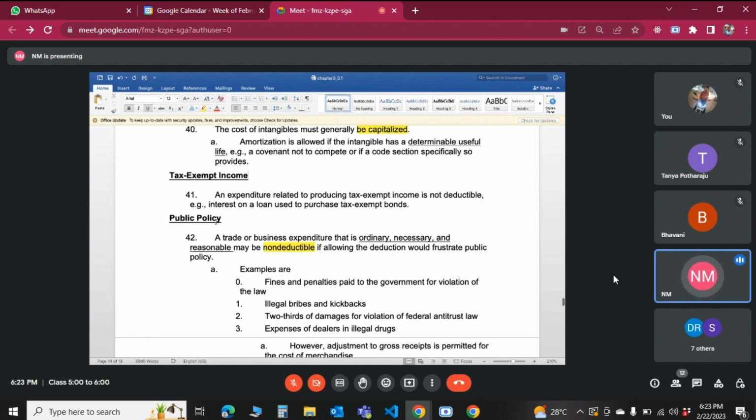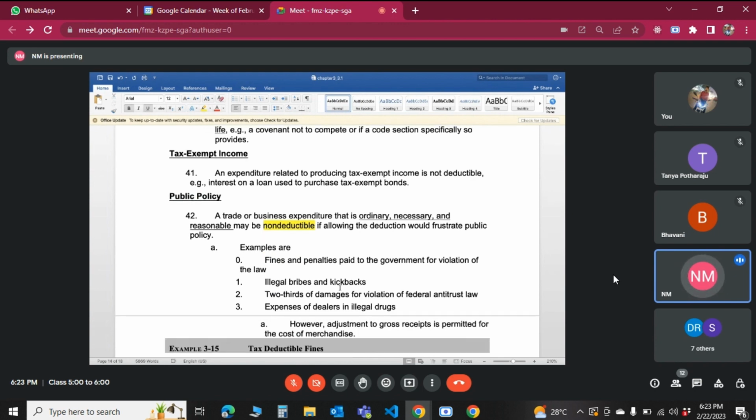Anything against public policy, anything which disturbs the public policy, is not going to be an admissible deduction. There could be a lot of examples for this: illegal bribes, kickbacks, any damages for violation, illegal drugs, and all those things. Although one may come and say this is a very ordinary and reasonable expense, we have to do this in order to stay in the business. So this is ordinary, this is necessary, this is reasonable. But again, at the end of the day, this is all illegal.